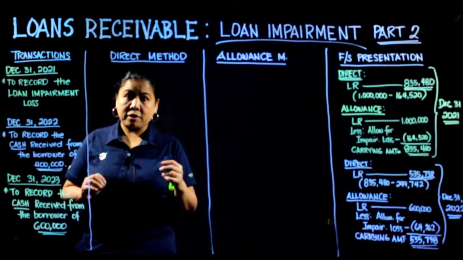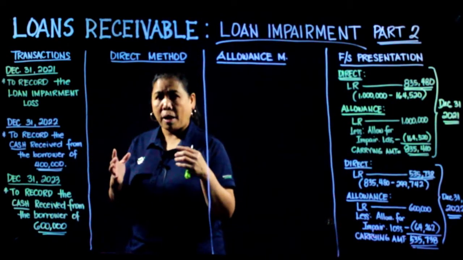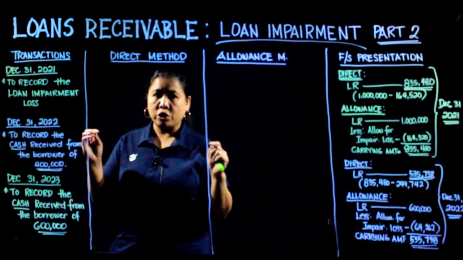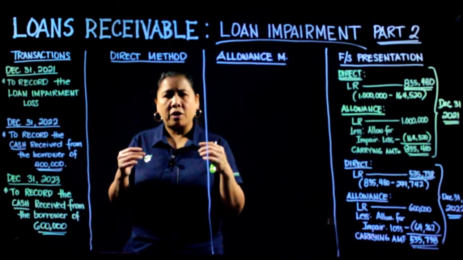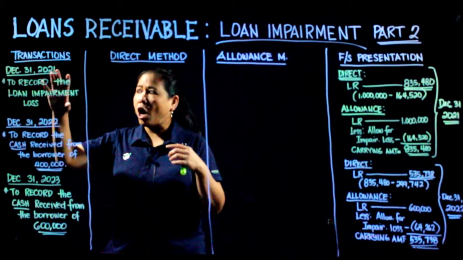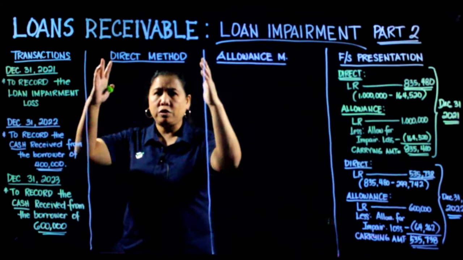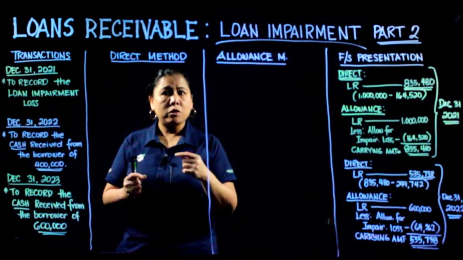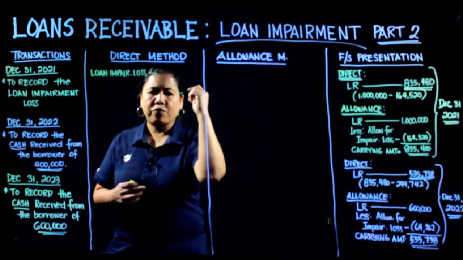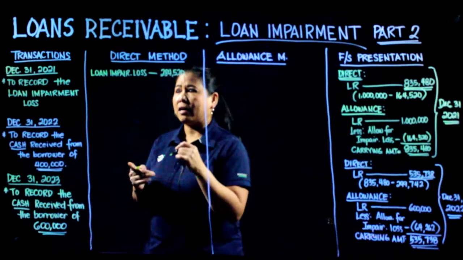So, ito naman ang mga transactions na naiiwan dito sa ating loans receivable. Na-confirm ni Harris Bank na na-impair na nga po itong loans receivable niya kay Mulford Company noong year 2021. So, nung mag-prepare siya ng kanyang financial statement, magre-record siya ngayon ng loan impairment loss. So, on December 31st of 2021, to record the loan impairment loss using our direct method is debit to loan impairment loss of 284,520. Then, ano ang credit ng ating impairment loss?